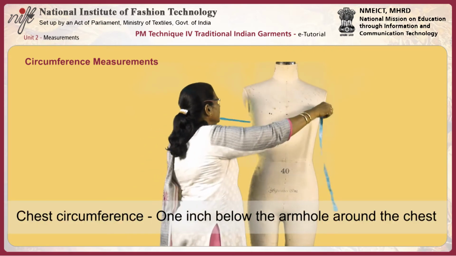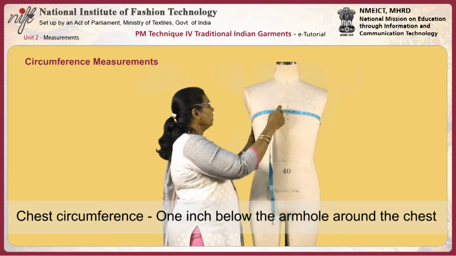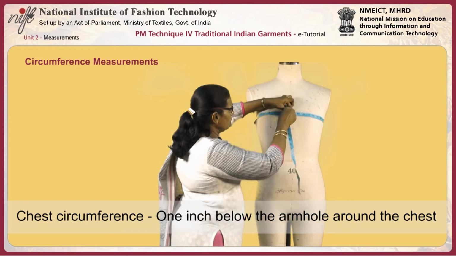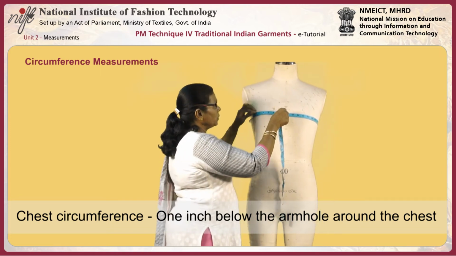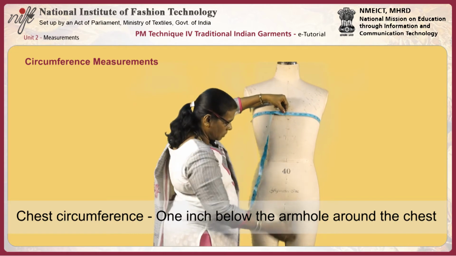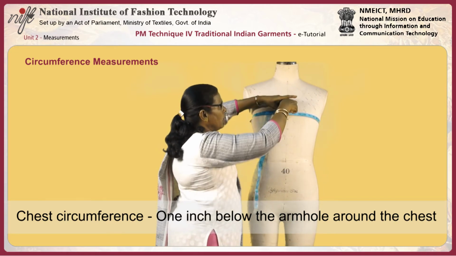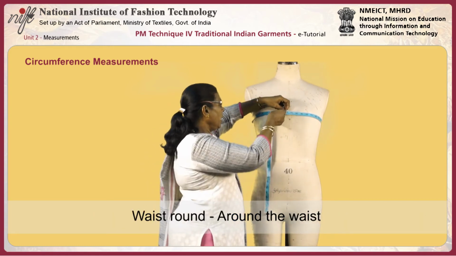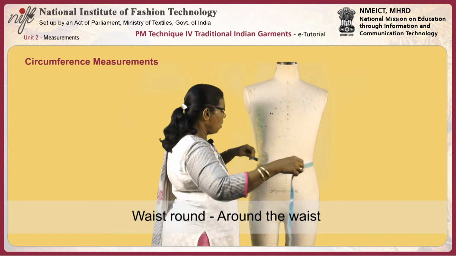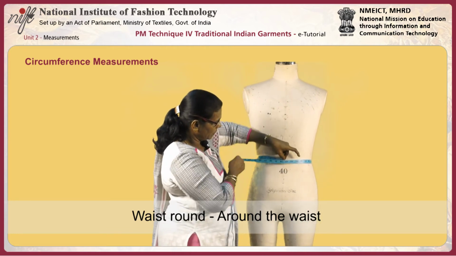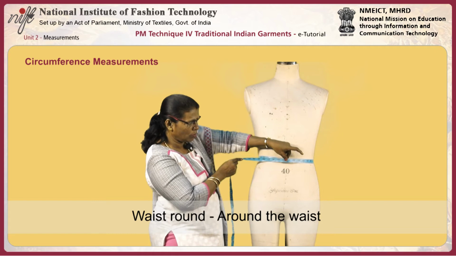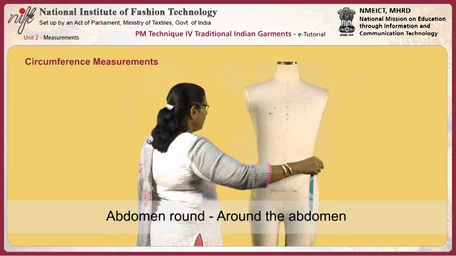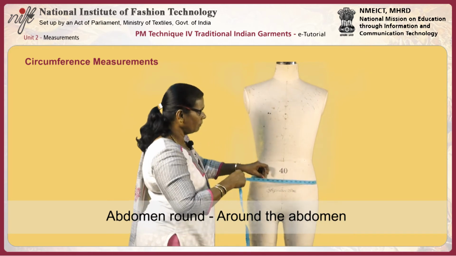So first the chest circumference, that is 1 inch below the armhole. The tape should pass around, and we should be sure it is parallel to the floor, and we should have 1 finger ease. Next, waist round. On the waist, tape parallel to the floor, 1 finger ease is the waist round. Abdomen round is in between the waist and the hip.